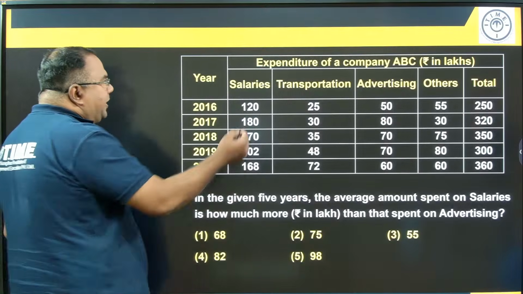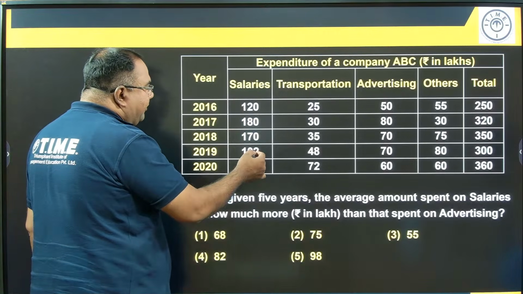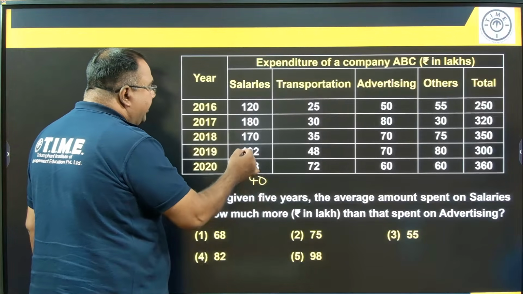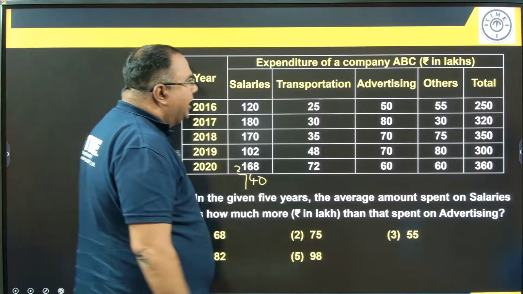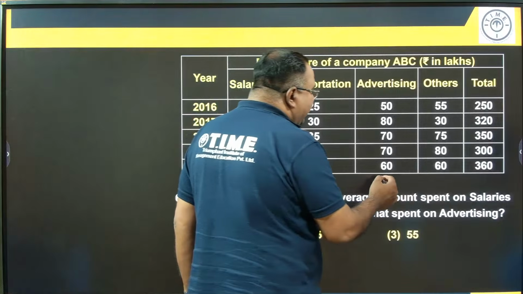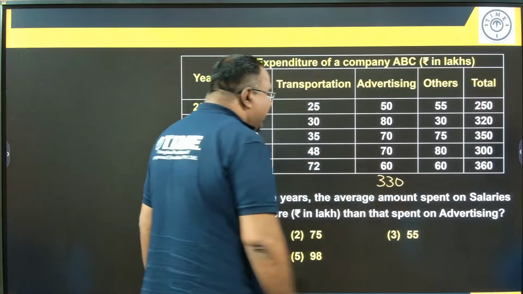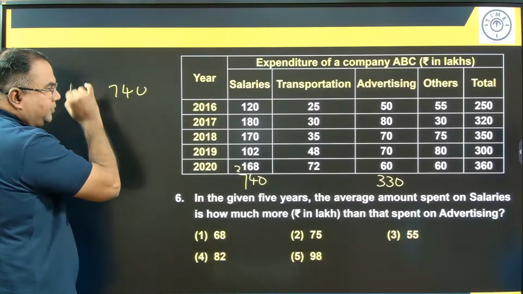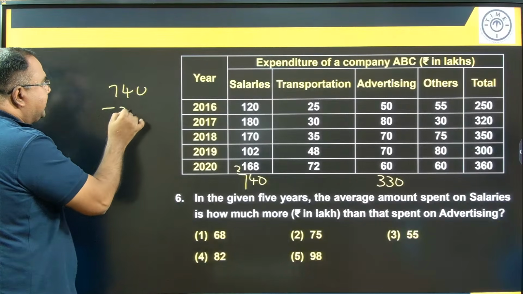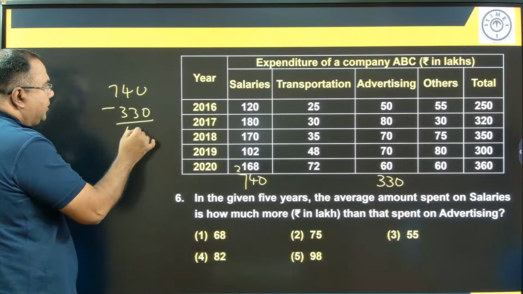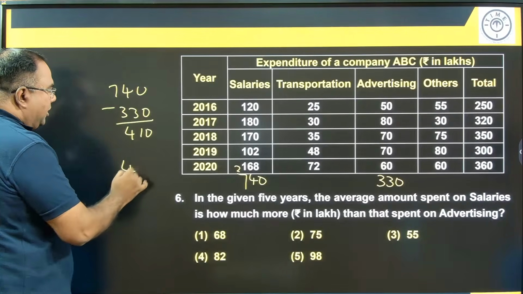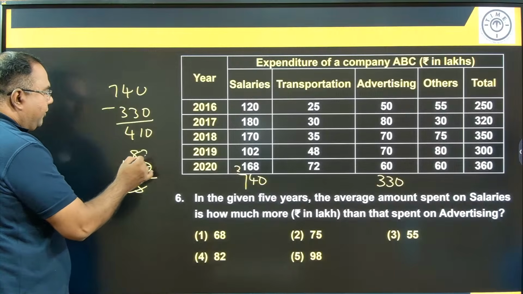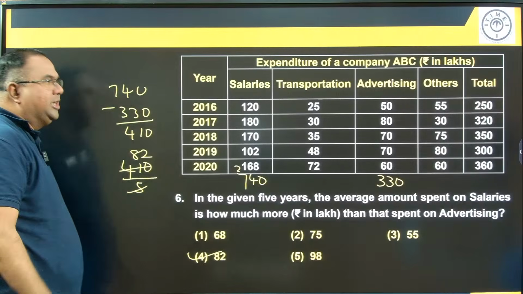What is the amount spent on salaries? The total is 740. Advertisement is 330. Now, 740 minus 330, how much is this? 410. 410 divided by 5 years: 5 eights are 40, 5 twos are 10. I got 82. Choice 4 should be your answer.